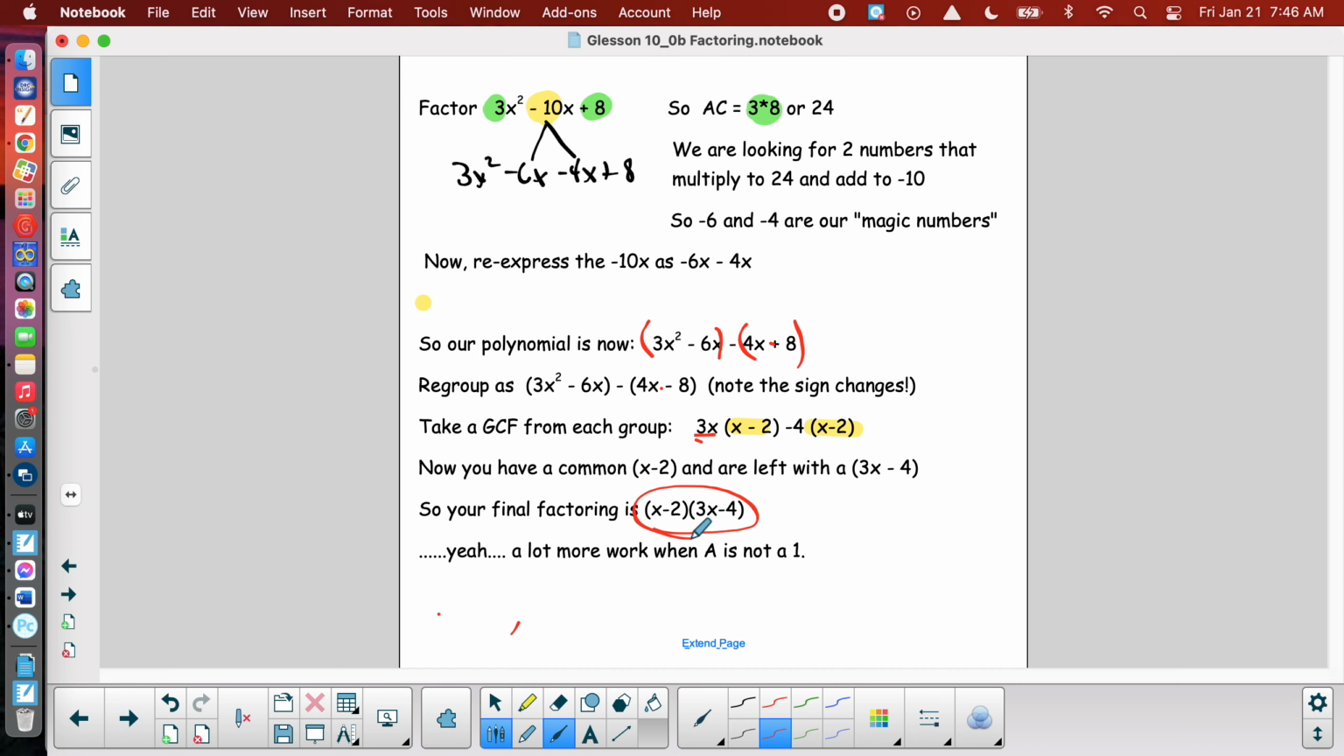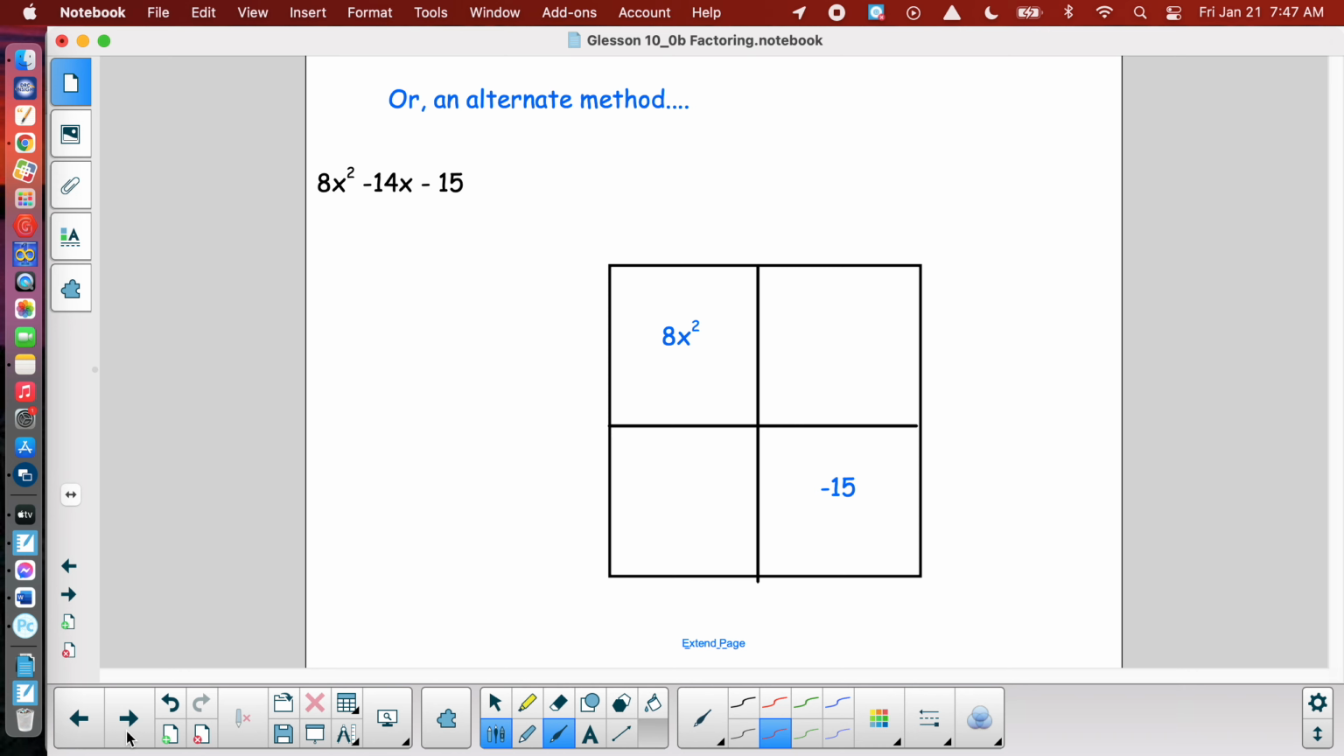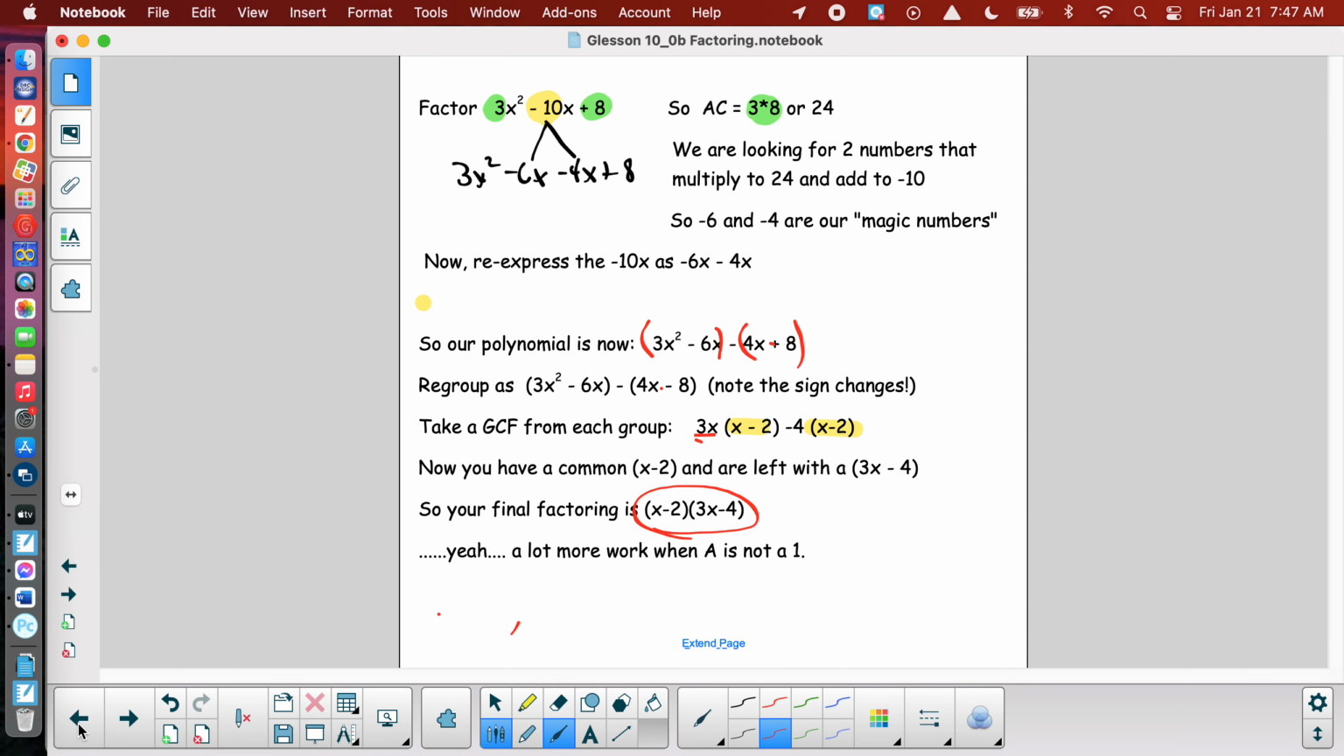Now, it's kind of a process to do that. But the advantage of the AC method is that our only guess and checking is done when we're looking for that product and sum, which is something we're used to doing. And as long as we follow the algorithm, it gives us our factors every time. So that's the beauty of it. It's very minimal guess and check. An alternative method is the box method.